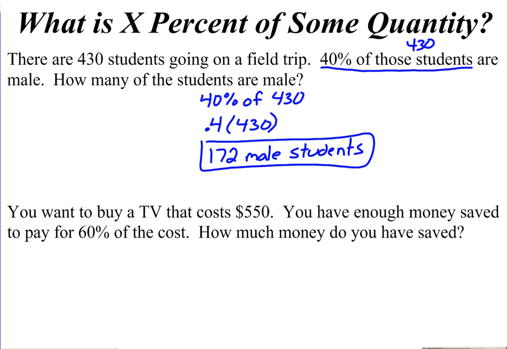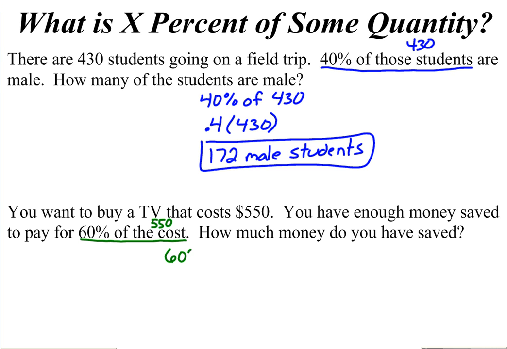You want to buy a TV that costs $550. You have enough money saved to pay for 60% of the cost. How much money do you have saved? Key phrase here, 60% of the cost. What is the cost? The cost was given to us as $550.